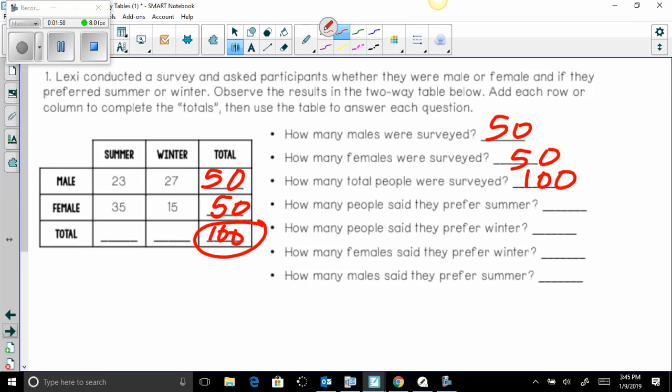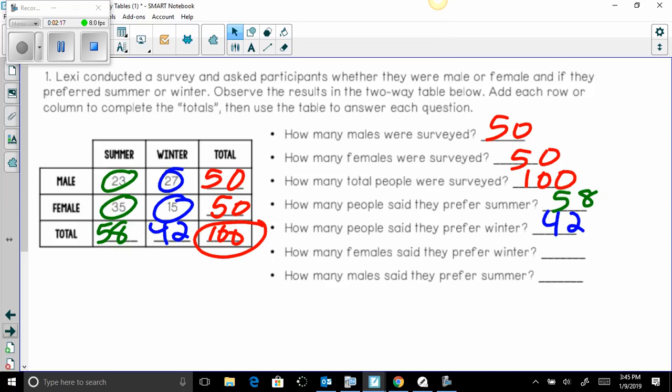How many people said they preferred summer? Well, these columns are both summer. Add them together and we get 58. How many people said they preferred winter? Well, these columns right here are both my winter. Add them together and I get 42.